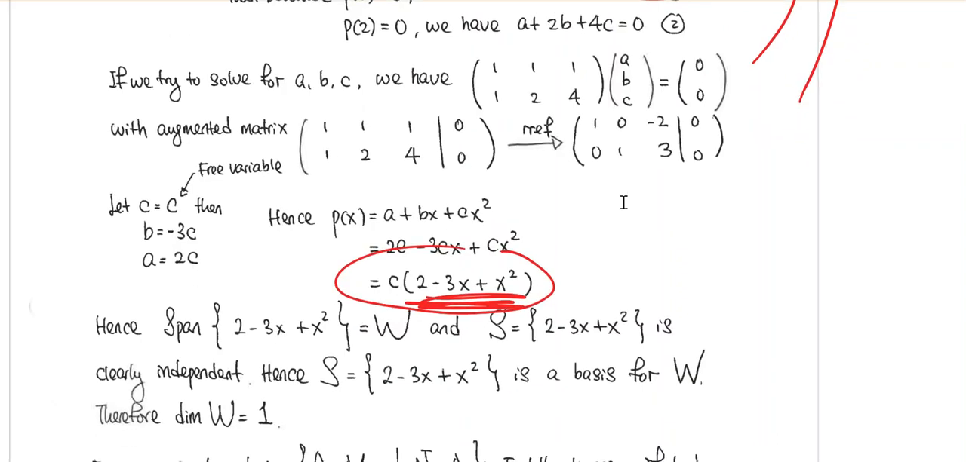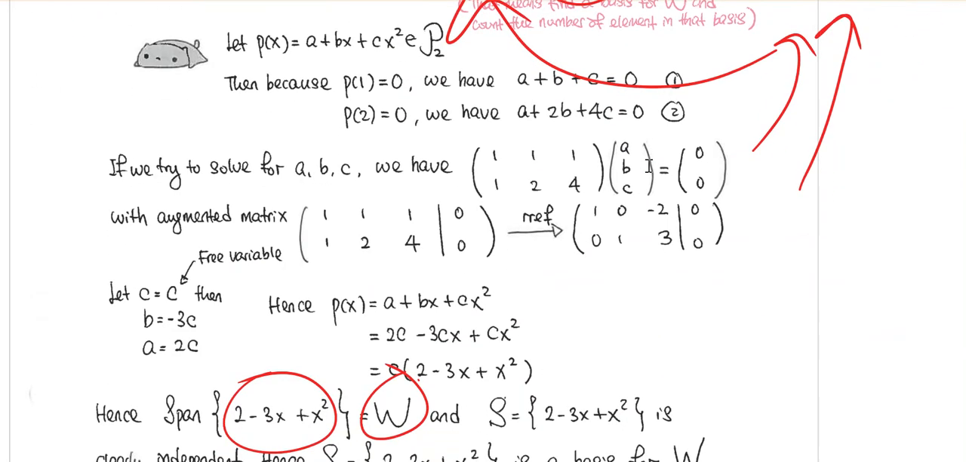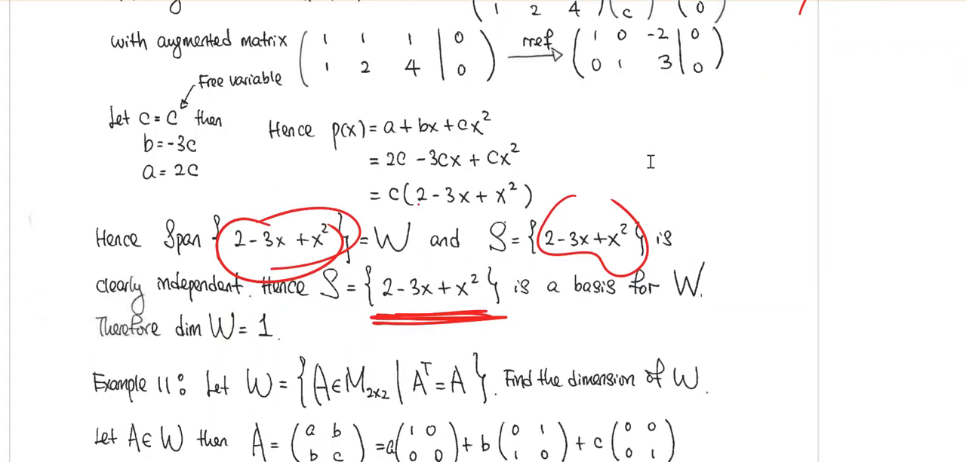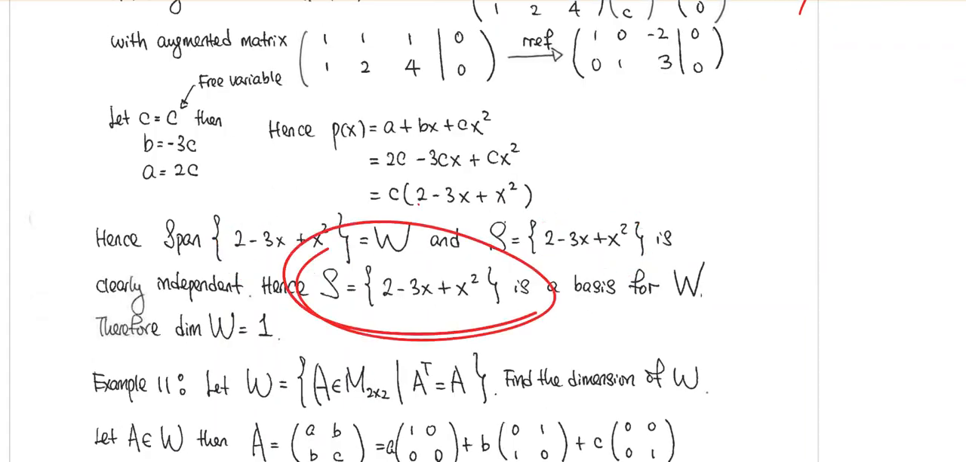So the span of this vector, this polynomial, is actually entire W, because everything in W looks like a multiple of this, or this itself, right? So we found the span. And obviously, this span consists of only one vector, so it is obviously independent because this is a non-zero vector. So this can be a basis. So this is a basis of W.